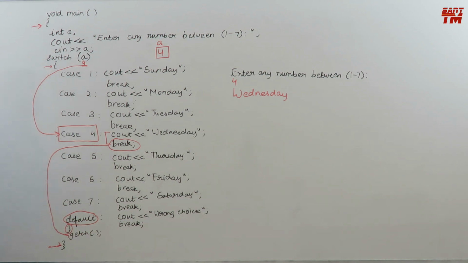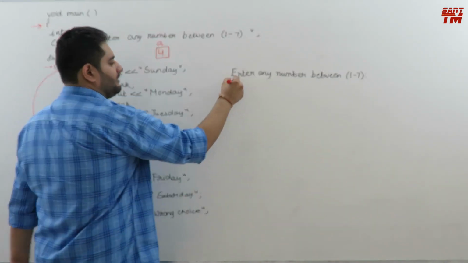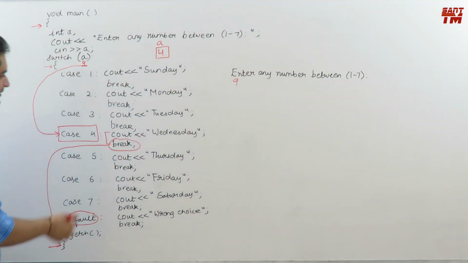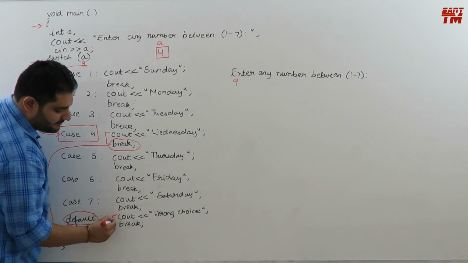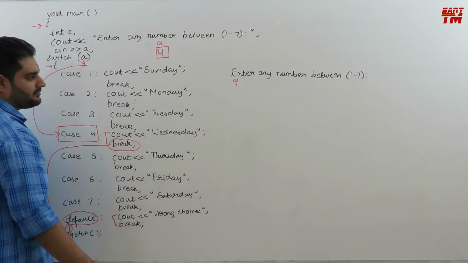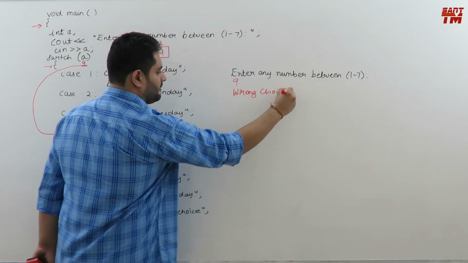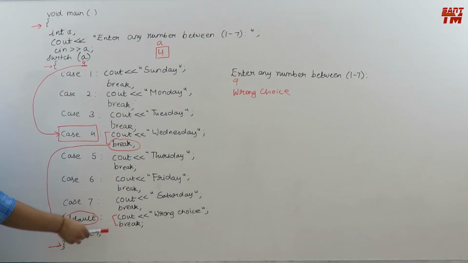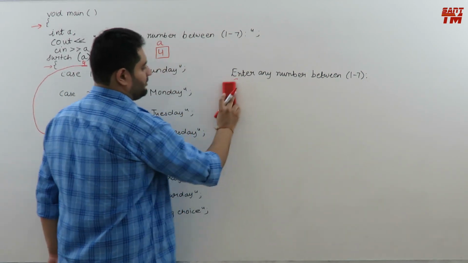How? Let us see. Suppose it says enter any number between 1 to 7, but I entered a value, say 9. Then what will happen? There is no case matching with value 9. Then the default case will get executed and it will execute its statements. These are two statements, cout wrong choice. So wrong choice will be printed here. Then after printing the wrong choice, we have the next statement as break. This break statement will take us out of the switch case and to getch, and the program will terminate. This is how default is useful in switch case programming.